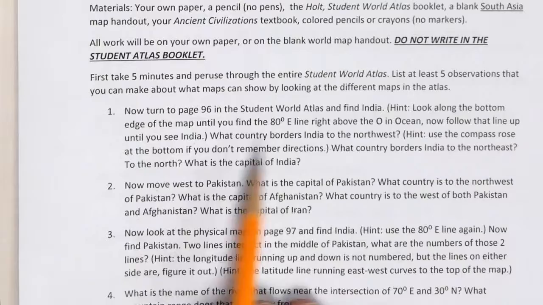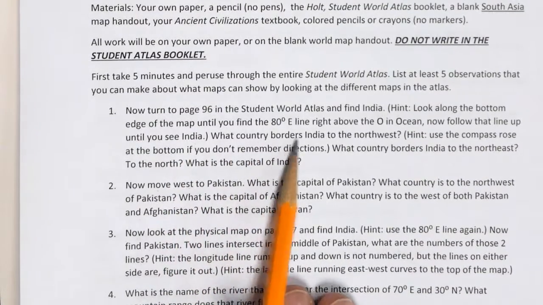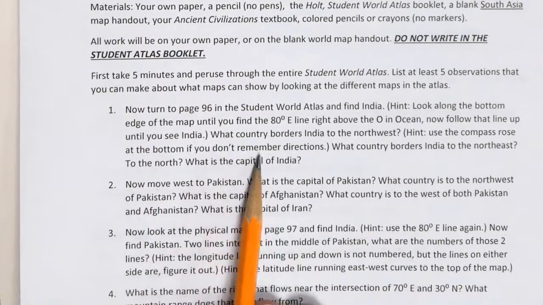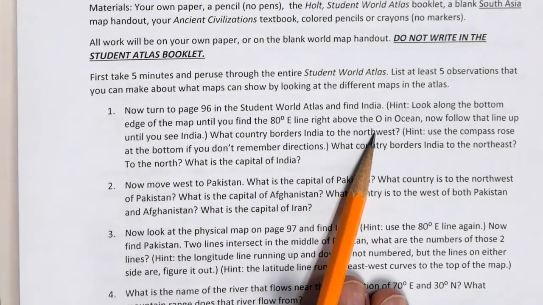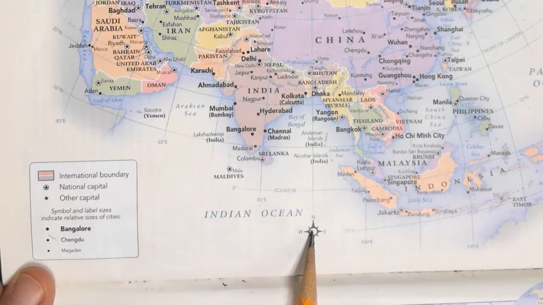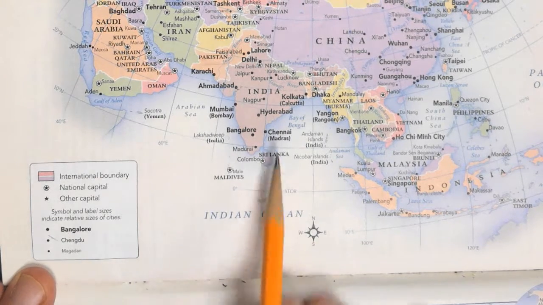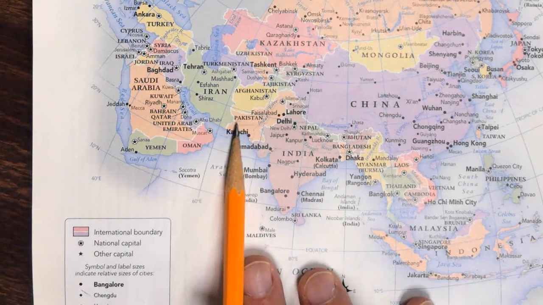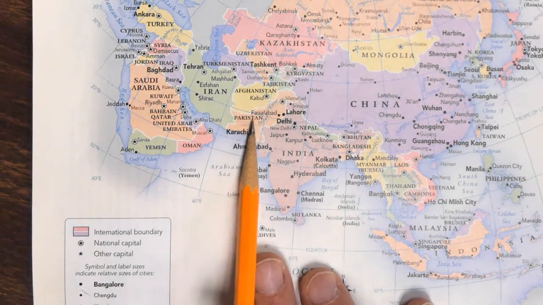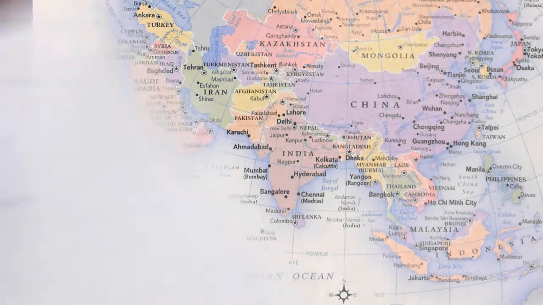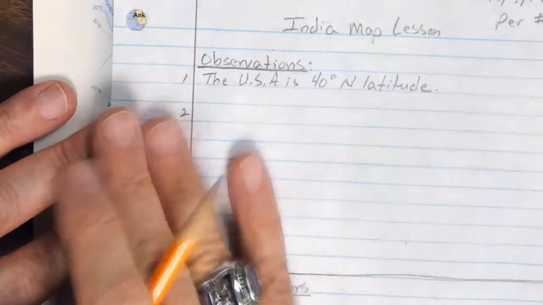Let's find out what we're supposed to do for number 1. What country borders India to the northwest? Hint, use the compass rose at the bottom if you don't remember directions. Okay, so northwest, India. Here's India. Here's my compass rose down here. Northwest is upper left. So I go back to India, and I go upper left to the next country. And there it is. It's all caps. What's the name of that country? Pakistan. So our first answer for number 1 is Pakistan.